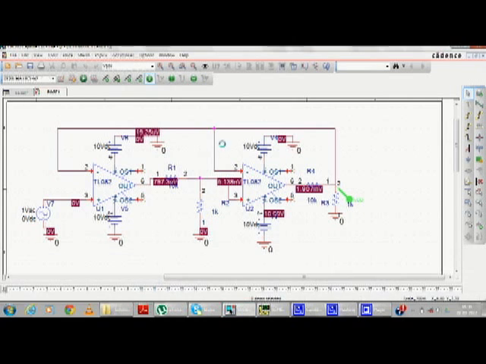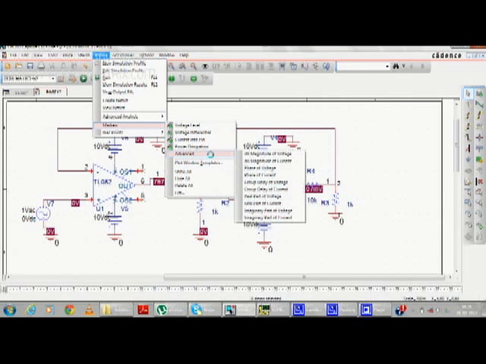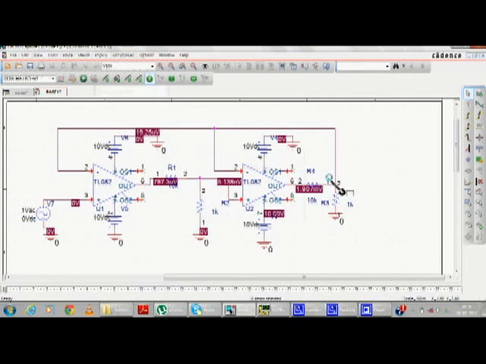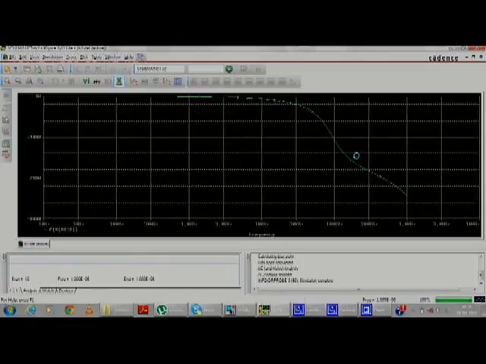Now to find the phase response, we'll be using a phase voltage marker and place it in the output. And after simulating it, we can observe this is the phase response.